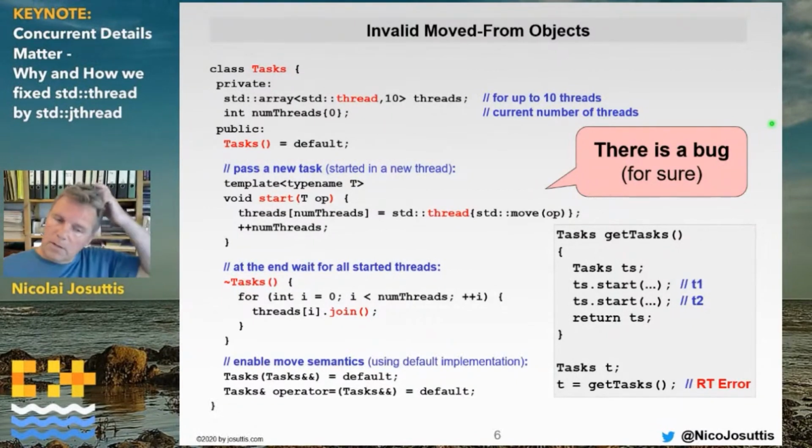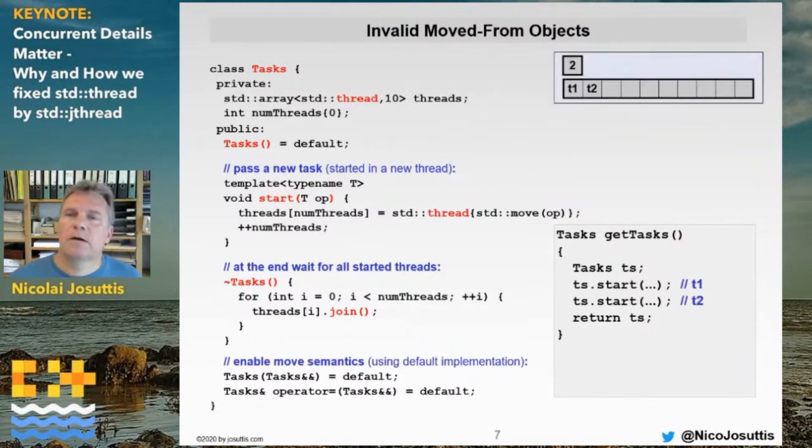What is the problem? Well, the problem is a combination of the fact that the task is not an RAII type, and that we have move semantics support, and we now have objects that go into a moved-from state. And as you can see on the top, we get an invalid moved-from state for the object. So think about the first part of this function, creating a task object. This task object has 2 entries: number of threads is 2, and 2 threads. The 2 threads are those I passed as parameters, so let's call them T1 and T2.